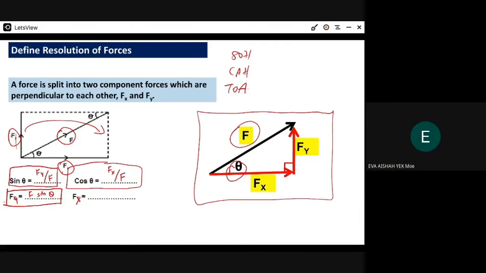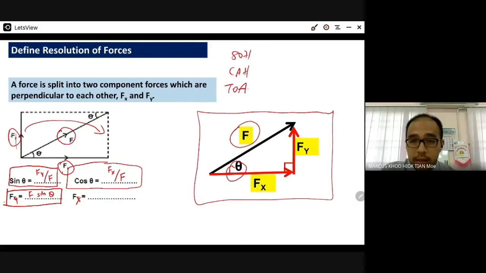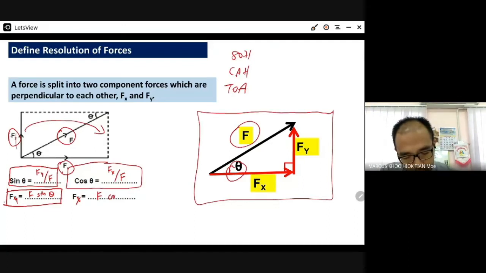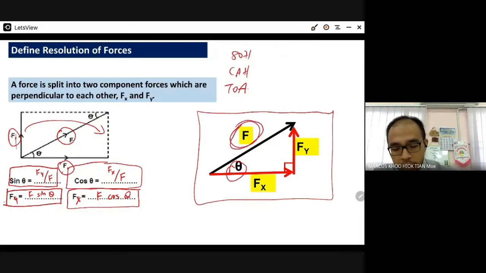Fx cos theta. Check again. Fx cannot be Fx cos theta. I mean F cos theta. Very good. Okay, F cos theta. So this is the second relationship that I want you to know. The horizontal component can be calculated by multiplying F by the value of cos theta of this angle.